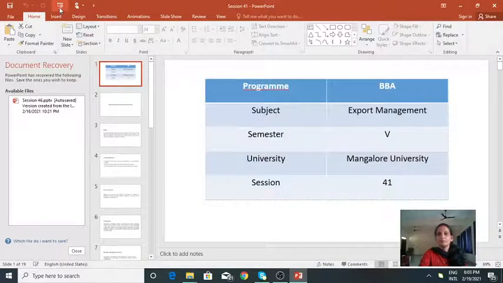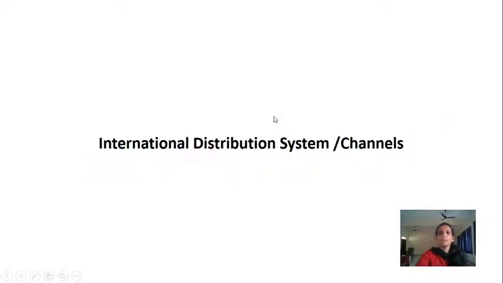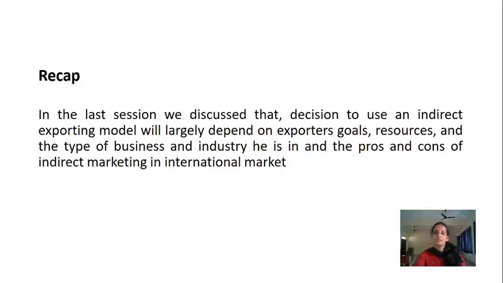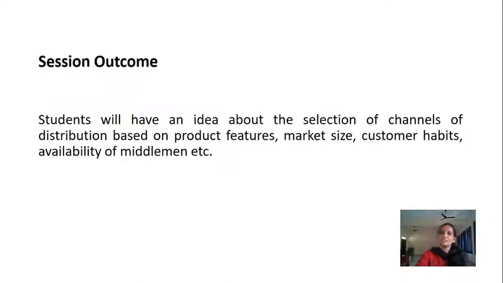Everyone, now we are going to discuss the 41st session of export management, that is, the international distribution system or channel. In the last session, we discussed indirect exporting, its merits and demerits. Now the learning objective will be to know the alternative channels of distribution, the kinds of channels used in the international market, and the factors which affect channel selection.